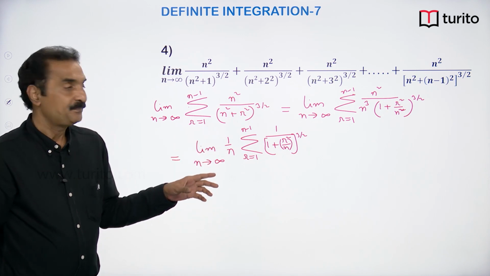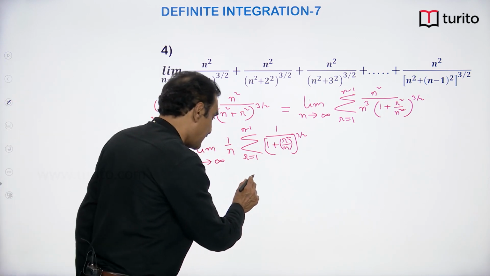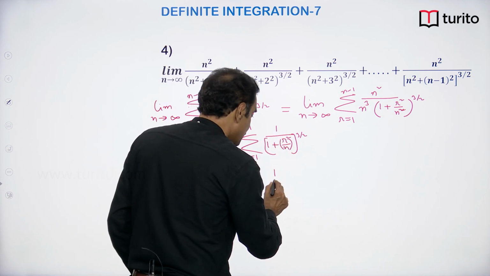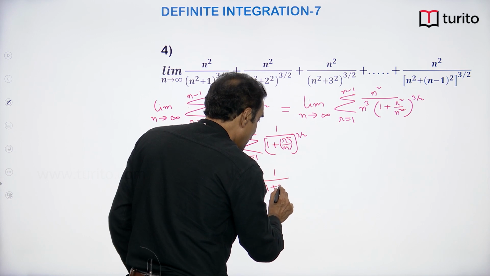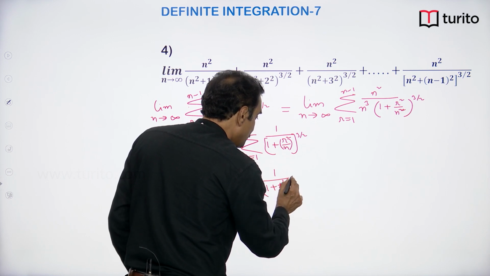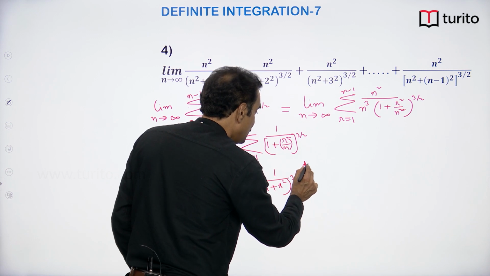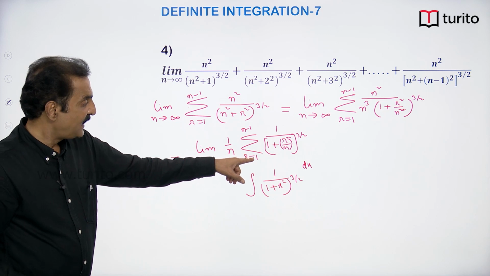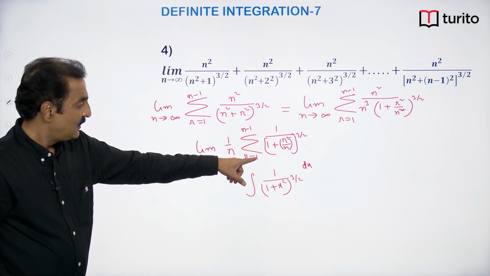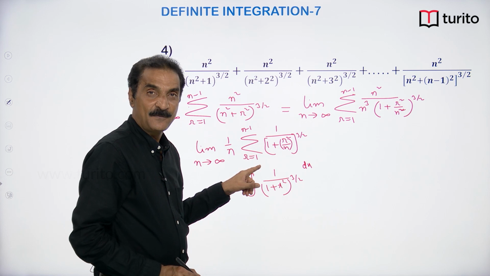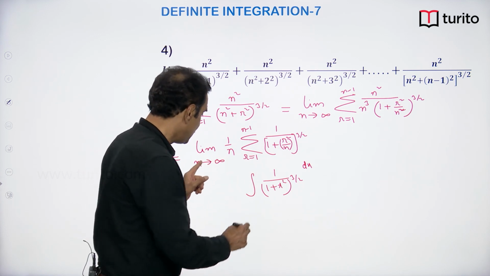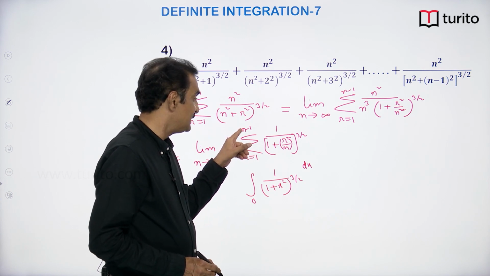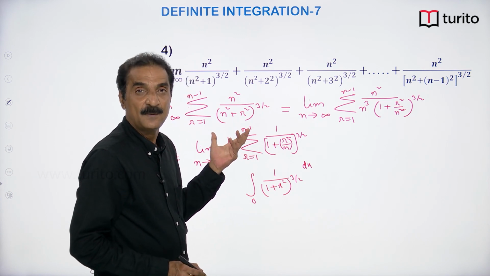What is the next step? Replace sigma by integral, r by n by x. Then what will be the function? 1 by 1 plus x square whole power 3 by 2 dx. Now limits of x, divide the limits of r by n. Lower limit of r is 1, dividing by n, 1 by n tends to 0. Upper limit of r is n minus 1, dividing by n, 1 minus 1 by n. What is the upper limit? 1.